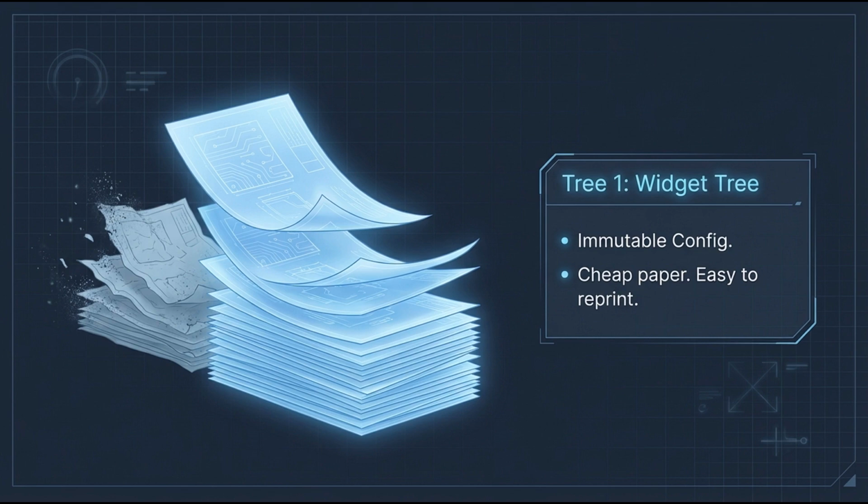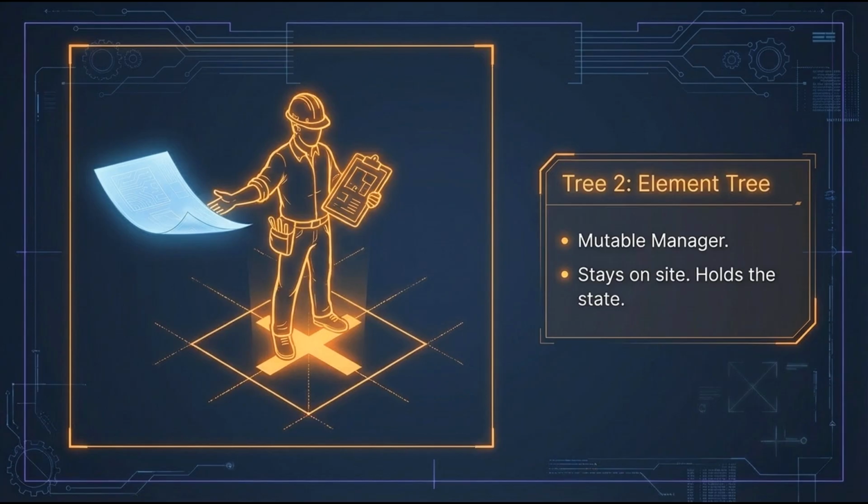Tree 1, the widget tree. This is your blueprint stack. It's what you write. Every time you call setState, Flutter prints an entire new set of blueprints. Cheap paper. Easy to reprint. That's why rebuilds are fast. You're just reprinting paper.